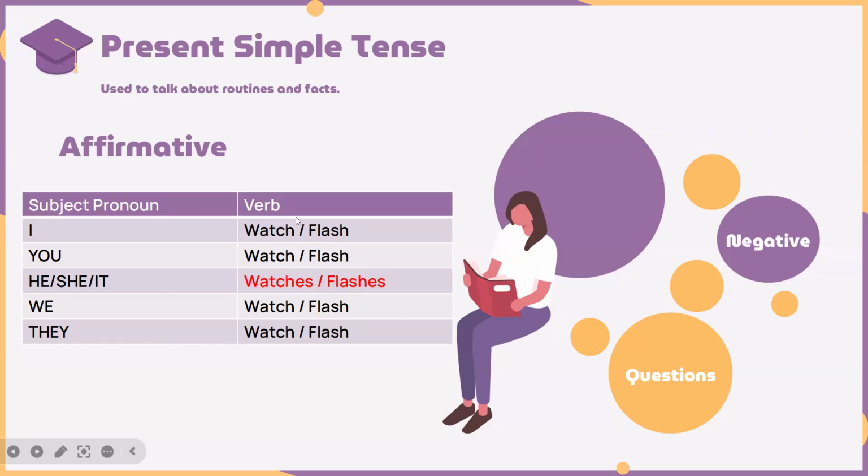There are some other endings in English that function a little bit different. For example, CH and SH in English, we have to add ES for third person. So for I, you, we, they, the verb doesn't change. However, for he, she, it, we have to add ES at the end, okay? So watches, flashes.